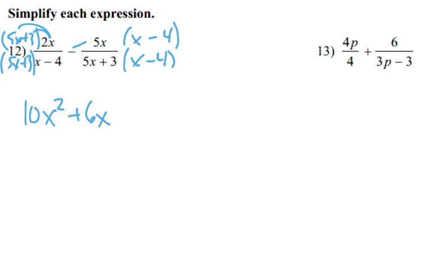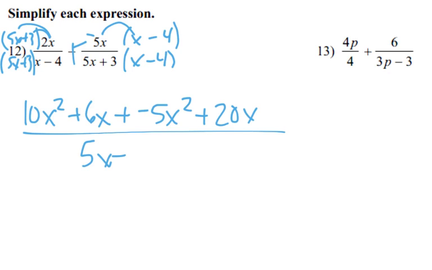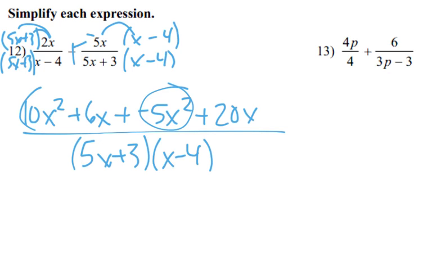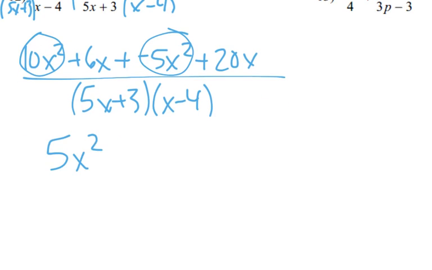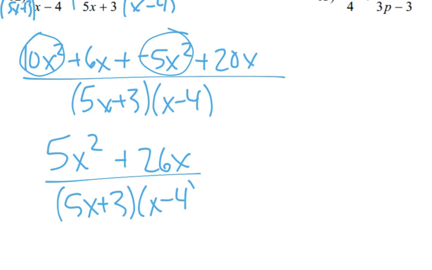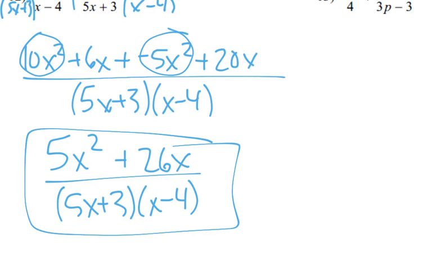Think of that as a negative 5x. Plus negative 5x times x, negative 5x squared. Plus 20x. All of that over 5x plus 3 times x minus 4. Combine like terms. That would give us 5x squared plus 26x over our denominator, which we can't simplify any of this, so we'd call it good right here. And there's our answer. I mean, I could pull an x out, but we're not going to be left with anything that would eliminate any of these, so it's not worth trying. Okay.